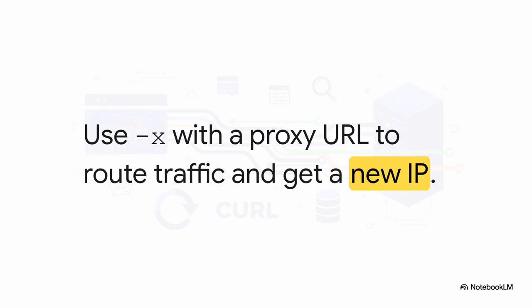Now, the source material highlights Proxy Rack as an easy fix for this. Routing your cURL or Python requests through an IP rotation network requires just one simple -x flag. That -x tells cURL to route its traffic through the proxy address you specify. So instead of the target website seeing your home IP address, they only see the proxy. And if you're using a rotating proxy API, every single request automatically gets a brand new IP address.